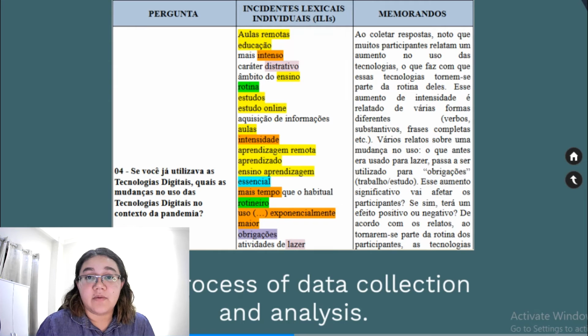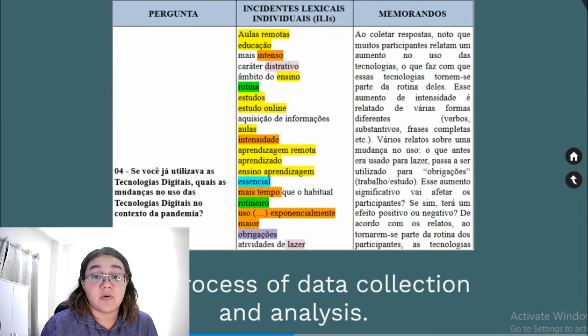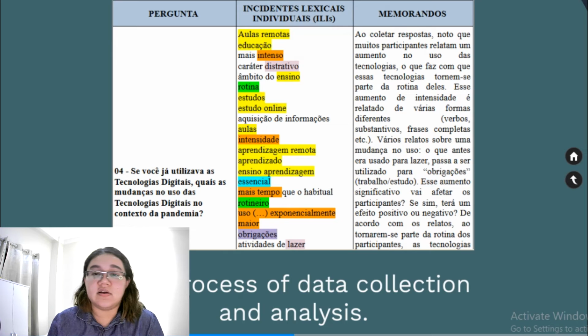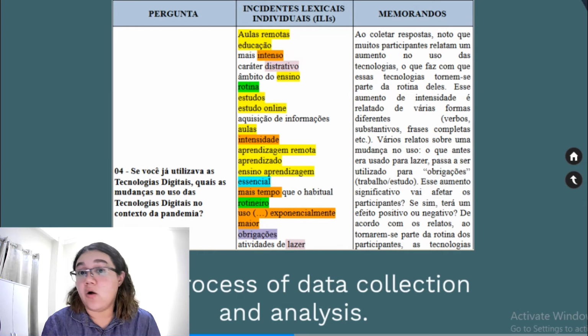The third column in this table is dedicated to the memos, which are a very important characteristic of grounded theory. Memos are notes that the researcher takes throughout the entire research process, and in these memos, the researcher will write down their interpretation of the data, their thoughts, their observations. These notes can be personal, informal or formal, and they can vary in subject and intensity, and they will be used through the whole research.